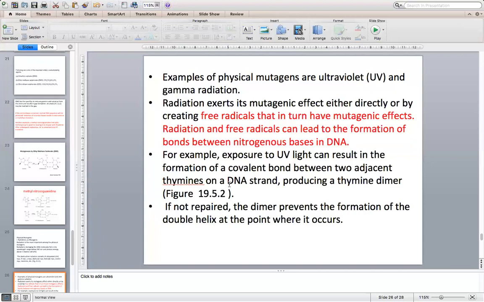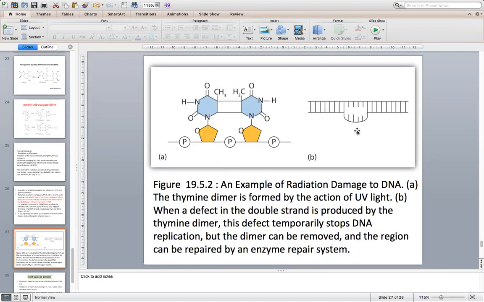So instead of pairing with adenine, the thymine will itself pair with the thymine. So it will produce a thymine dimer. The dimer prevents the formation of the double helix at the point where it happens, so it will not allow the replication to proceed further. So we have free radical formation, and it will lead to the formation of the thymine dimer.